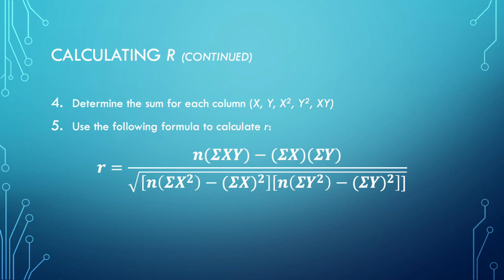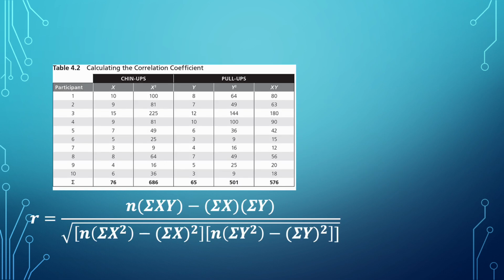Remember that the N, the lowercase n, is the number of different participants or the like that you have in your data. So here we're going to actually calculate our correlation coefficient, or our R value, for our chin-ups in relation to our pull-ups. So we have our participants in the left-hand column, then we have our X. If we had referenced back to our previous table, those were all of the individual chin-up scores, and then it's summed at the bottom for a sum of 76.